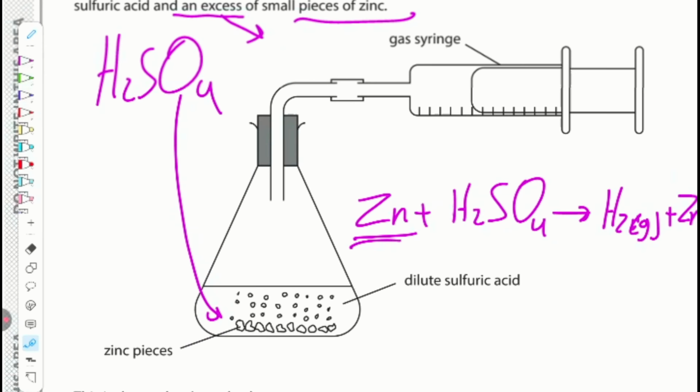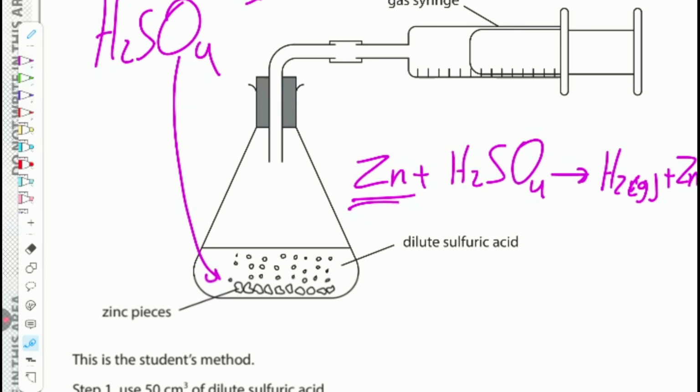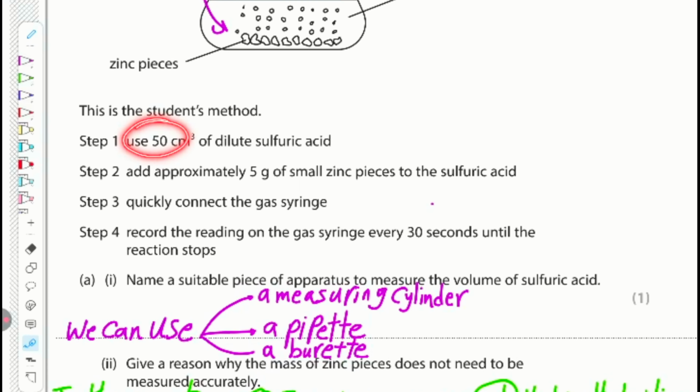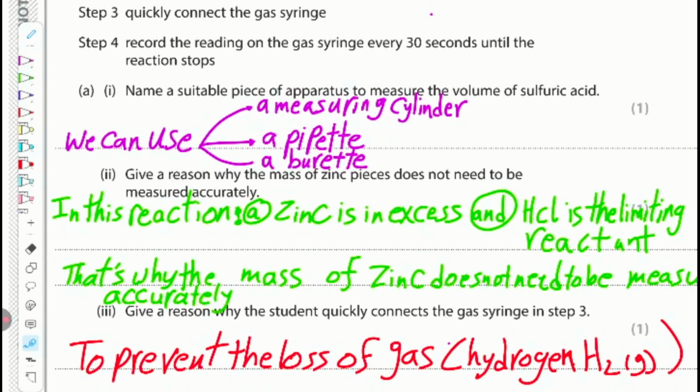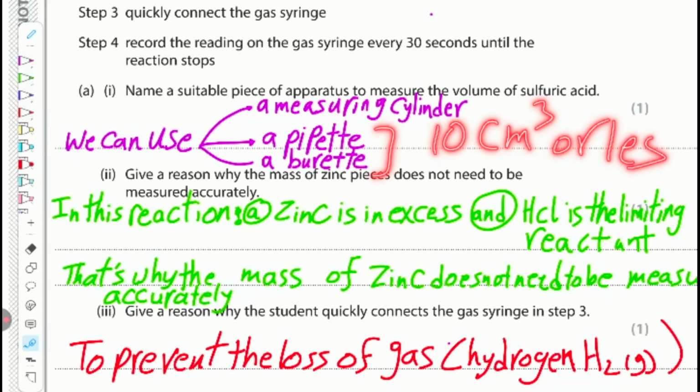And here we have how much? I guess 50. So I prefer to use the measuring cylinder. Can we use the pipette or a burette? Both of them are good. They can give us, let's say, precise volumes, but still we use a pipette or a burette when we want to take 10 cubic centimeters or less. So I prefer using the measuring cylinder.